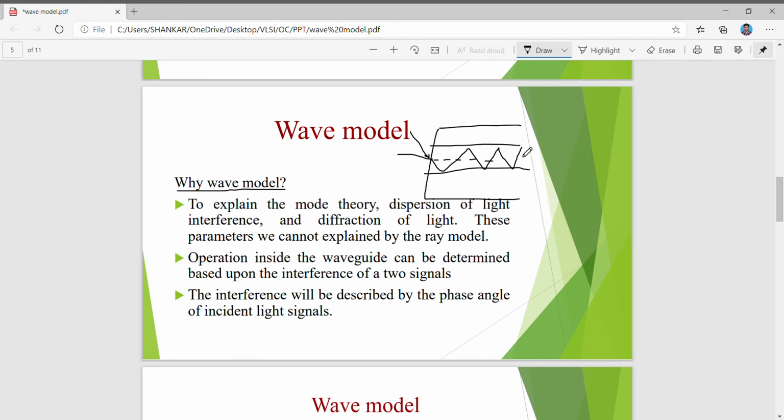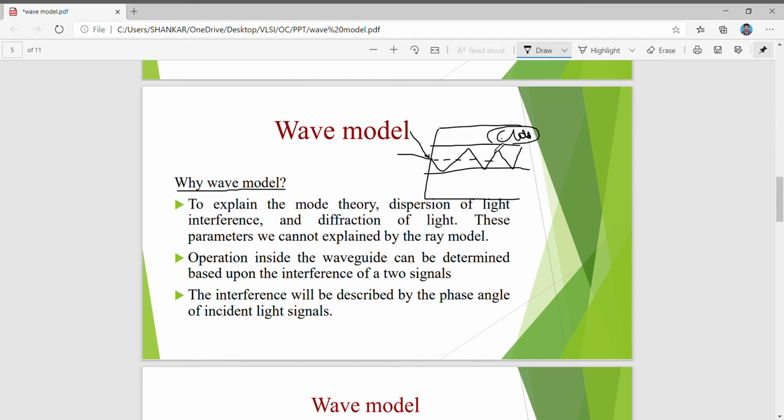We discussed in the ray model that, according to total internal reflection, the incident signal is completely reflected inside the waveguide. But in practice, it is impossible. Some of the light will also propagate into the cladding.